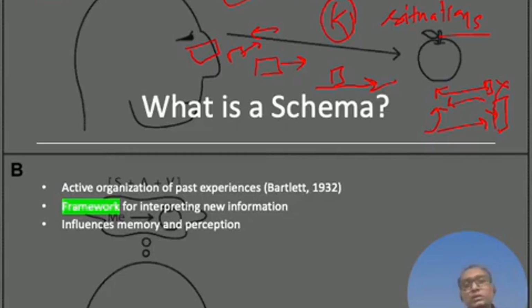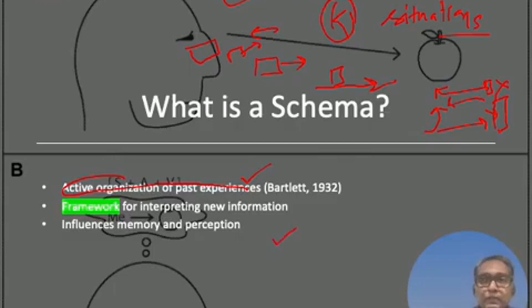We have schemas for restaurants. We have schemas for movies. We have schemas for weddings. We have schemas for classrooms. This dictates what we expect in those situations. And this will also help us behave in certain ways that you're supposed to behave in those. So that active organization of our past experiences is schema. And if you want to learn more, take my cognitive class. We discuss a lot about this.